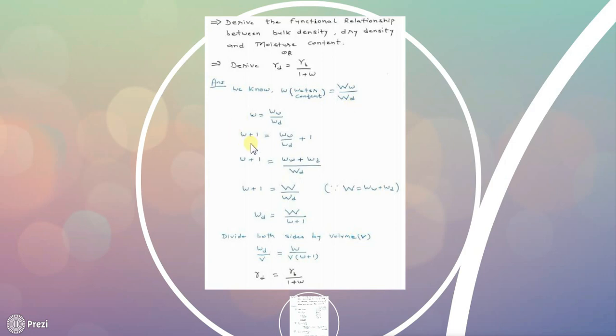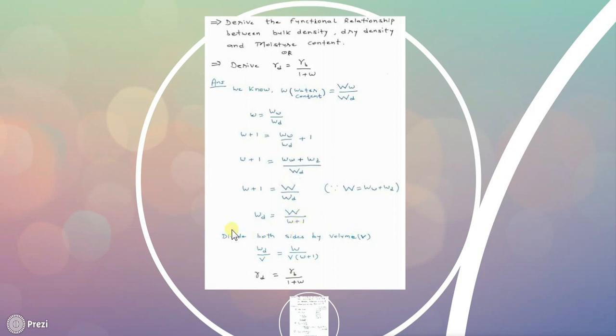If we add plus 1 on both the sides, we can get these equations. By mathematical procedure, we can come to W plus 1 is equal to capital W upon WD, because we know that capital W is equal to weight of water plus weight of dry soil. As we very well remember, air has no weight. So W plus 1 is equal to capital W upon WD. Now if we make WD the subject of the equation, it becomes WD is equal to capital W upon W plus 1.